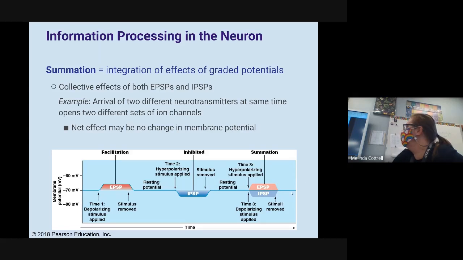Summation here, and this is the example, if you've got a hyperpolarization stimulus and a depolarization stimulus, aka the two different neurotransmitters, you can see that they negate each other out. So your membrane potential stays the same.